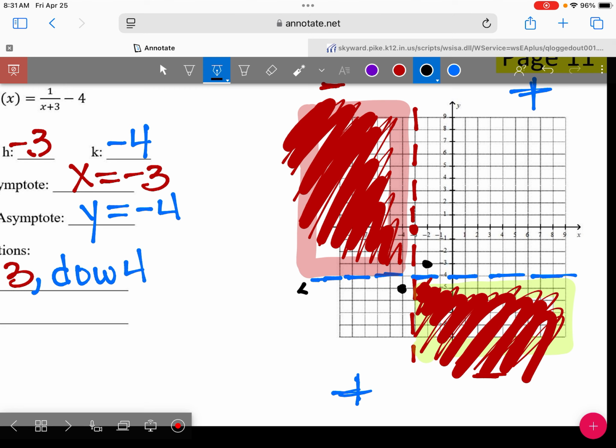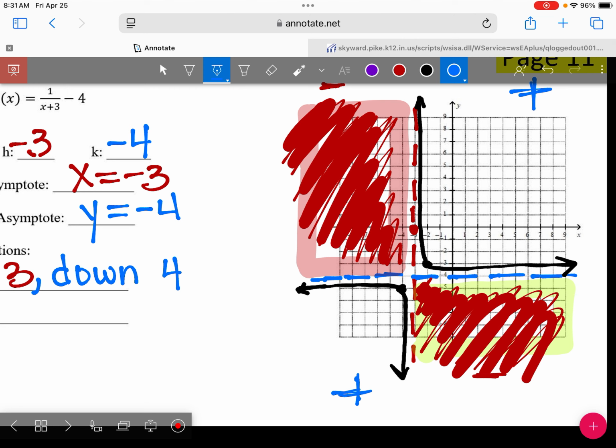And to finish out our graph, I'm just going to make a curve. It looks like it's really close to the horizontal asymptote, and then it goes down. Then over here, it's coming straight down. Remember, an asymptote is like a boundary. And that's your graph. That's all you have to do. Why did I spell down wrong? What am I doing? Let me fix that. Down 4.